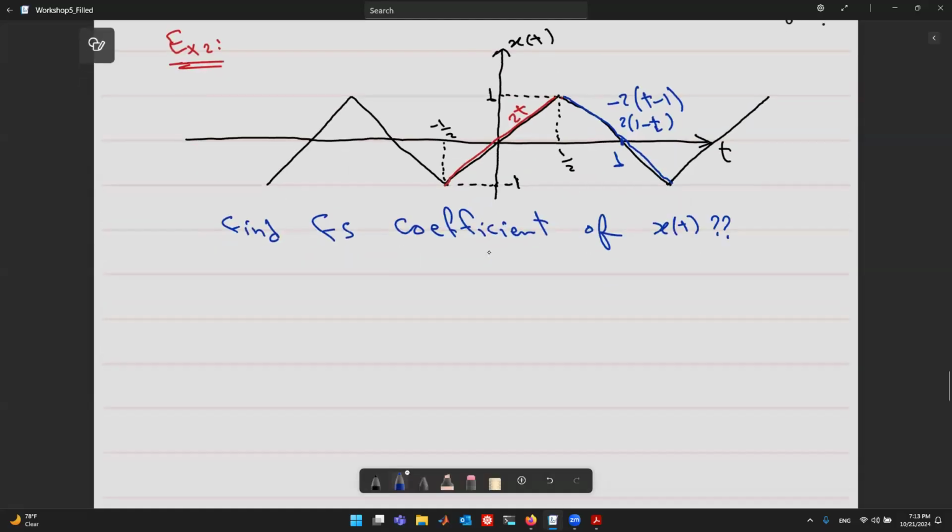One way to do it is, as we have been doing so far, we just follow the equations. But first, we need to find the period and the frequency of the signal. What's the period of this signal?